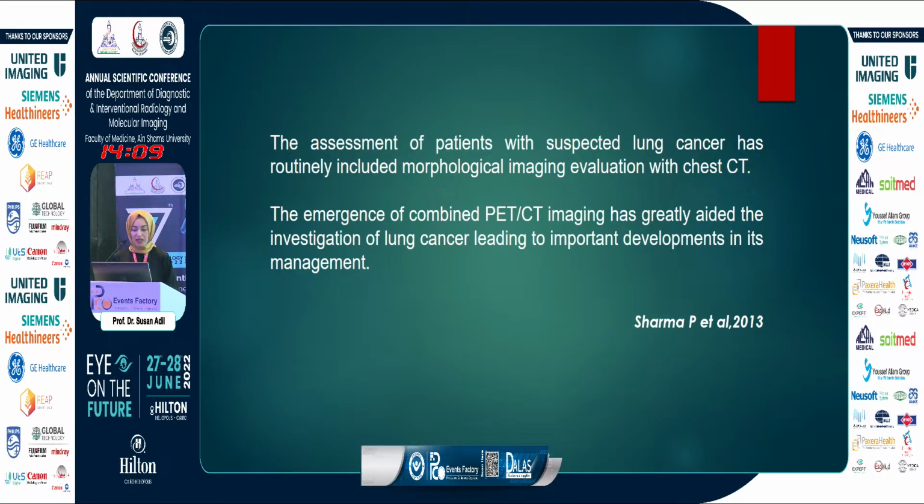Assessment of patients with suspected lung cancer was done routinely by morphologic imaging with just CT, but with the emergence of combined PET-CT imaging, it greatly aided the investigation of lung cancer, leading to marked improvement in developments in its management.